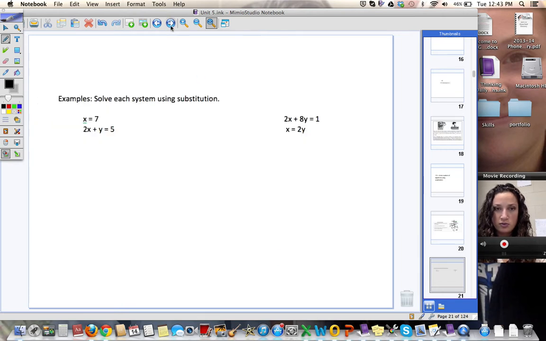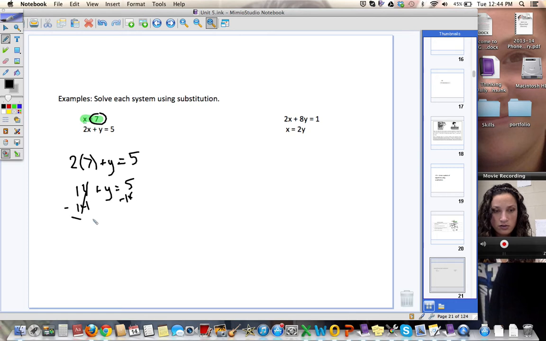So let's practice this with a bunch of problems. Again, here's my easy one. It's telling me right away that x equals 7. So instead of writing x's, I'm going to write 7. So now I have 2 times 7 plus y equals 5. 2 times 7 is 14, plus y equals 5. Subtract 14, and they cancel. What is this going to give me? Negative 9. Now I don't even have to plug back in to find x because it already told me right here that x is 7. So x is 7, y is negative 9.